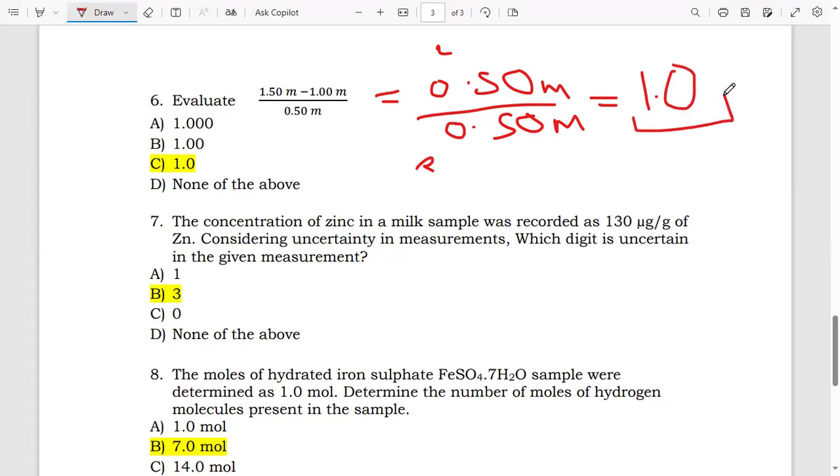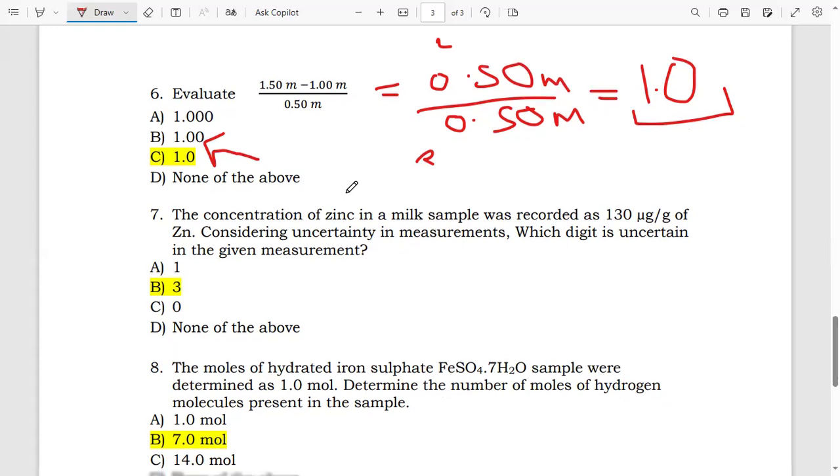Okay, remember the trailing zeros, meaning the zeros after the non-zero digits, are always significant if there's a decimal place there. So you just add the decimal place and another 0. You've made 2 significant figures. So you can see why this was our answer there, the C1. Okay, so if you have any questions, you're free to ask. Otherwise, let's look at number 7.